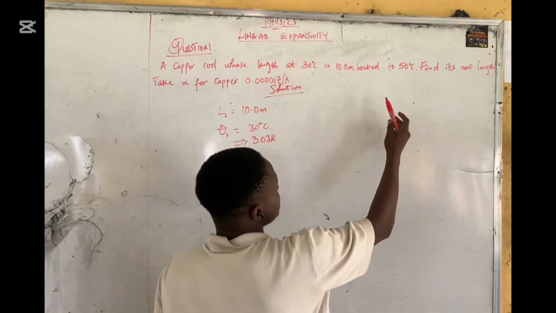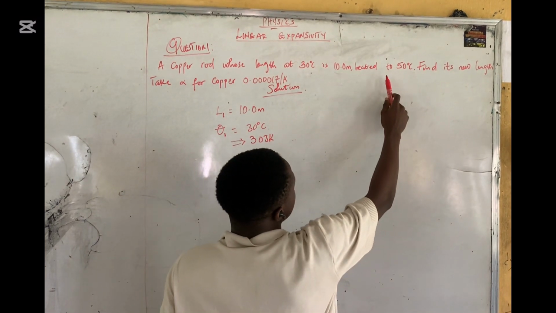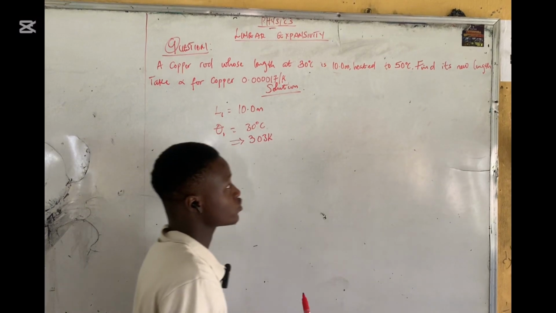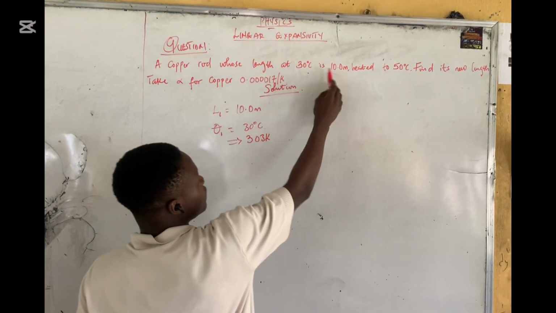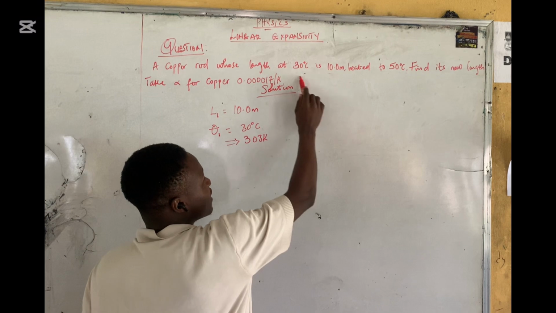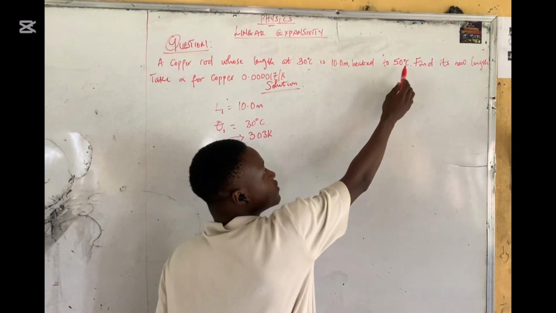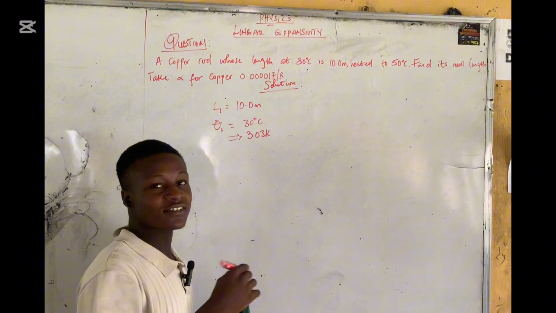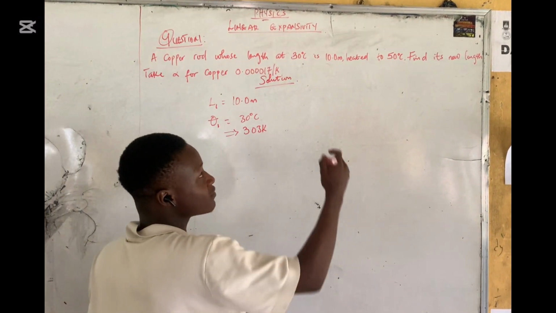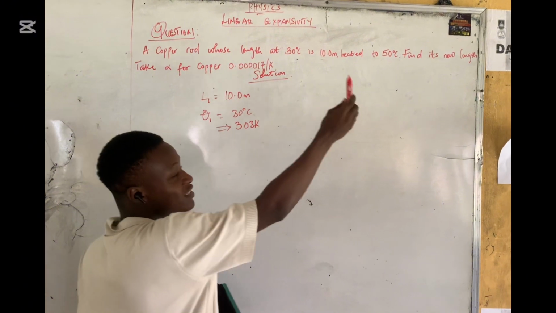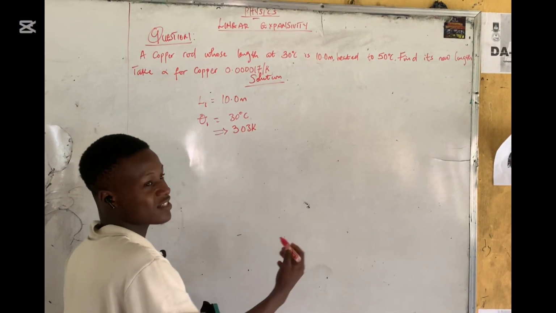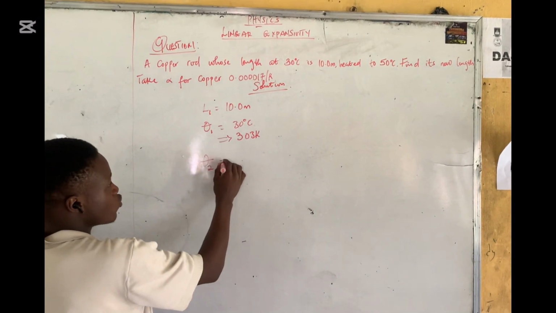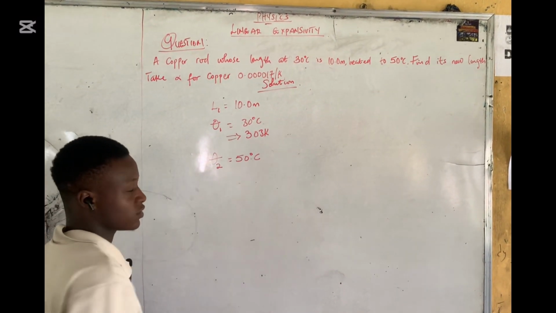Let's continue. It is heated to 50 degrees Celsius. Now, this rod at this particular length and temperature is heated to 50 degrees Celsius. So when the heat is applied to the rod, there is an increase in temperature of the rod, right? So the final temperature of the rod is 50 degrees Celsius. So we say the final temperature theta 2 is equal to 50 degrees Celsius, isn't it?